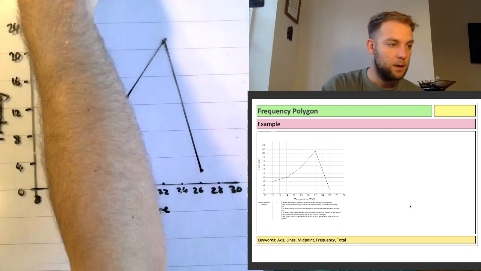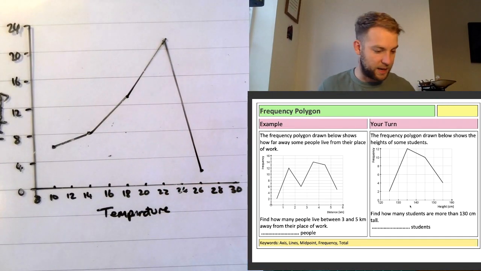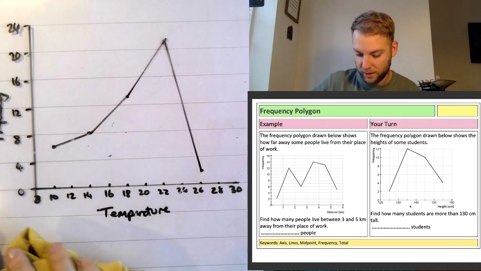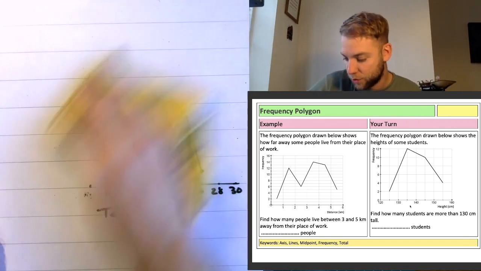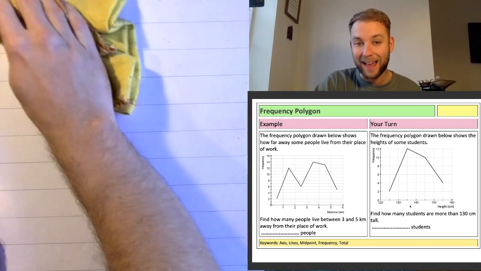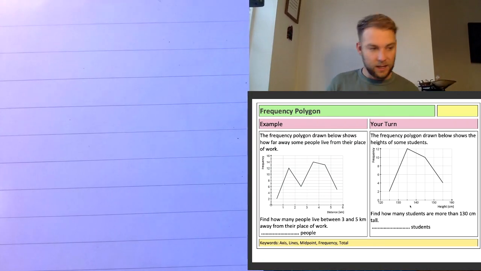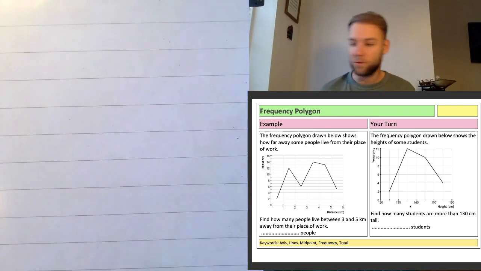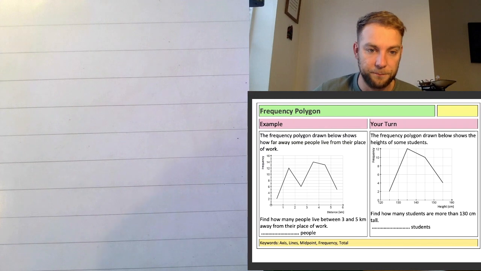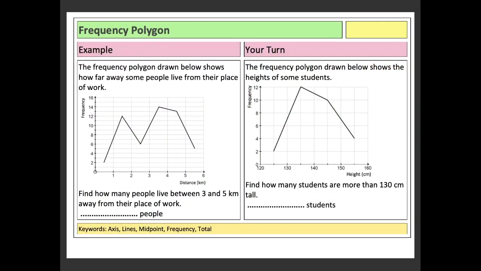Okay, so I popped these two on here. Now the reason I popped these two on is because you do need to be able to interpret these graphs as well. And this is a little bit trickier. So the first question here, I'll make it big so you can see, is find how many people live between 3 and 5 kilometers away from their place of work.